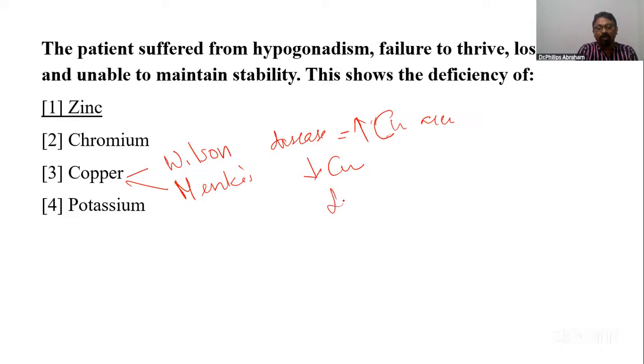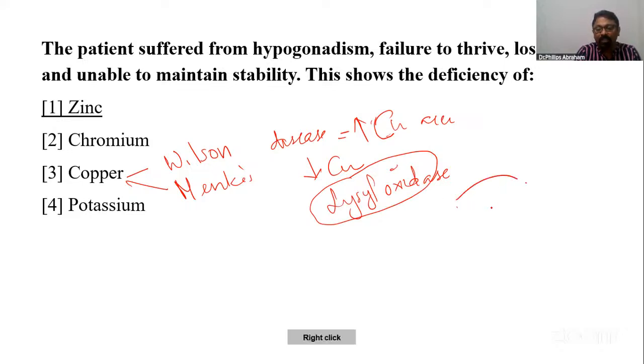Copper is important for lysyl oxidase. Very important part. Our collagen and elastin, lysyl oxidase. So your blood vessel wall becomes thinner and the blood vessel wall may balloon and thereby break down. We call it aneurysm.